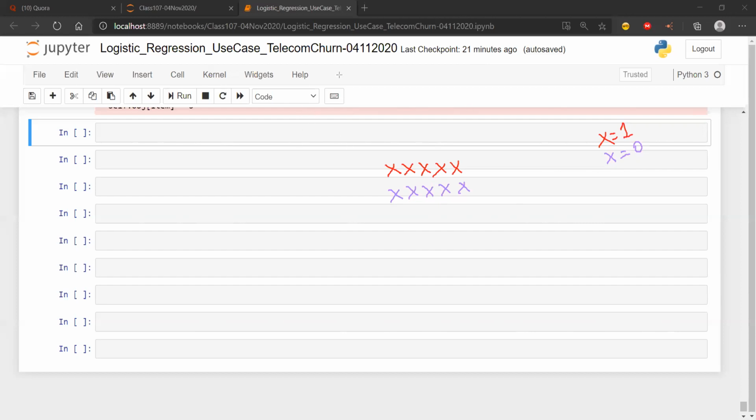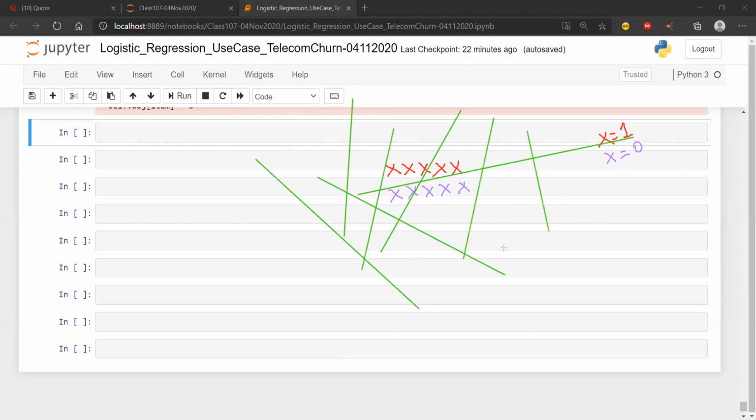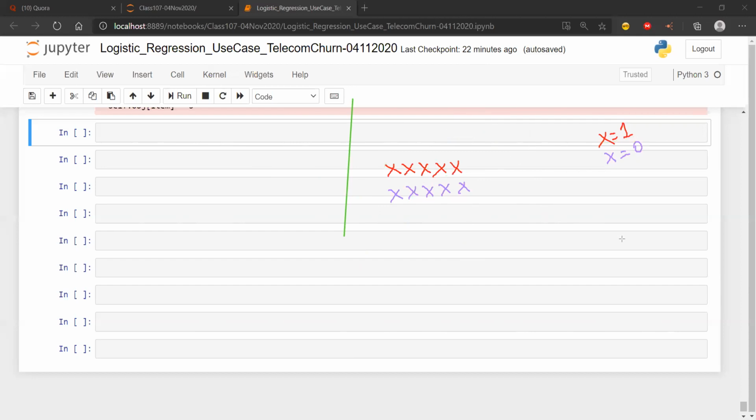So maybe I have found a line which is something like this, and another line something like this. Then out of all these lines that I have found, I have to select the best line, the line where I have maximized the line's distance from each and every point. That is exactly what I'm going to do.